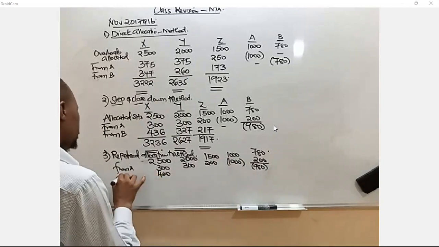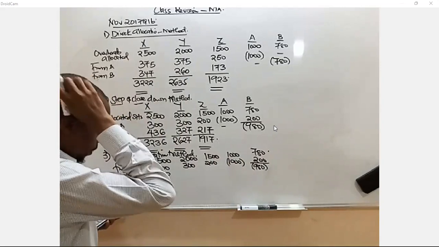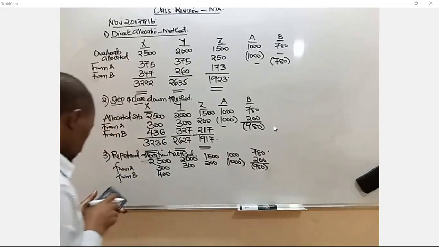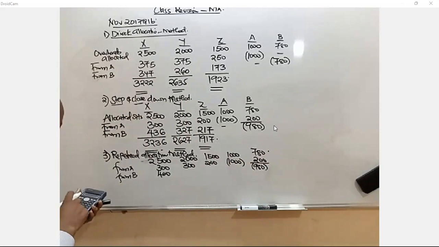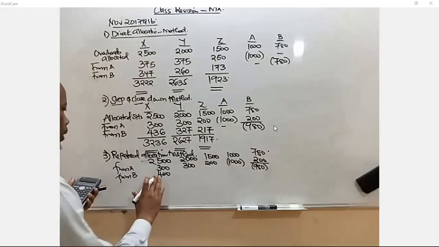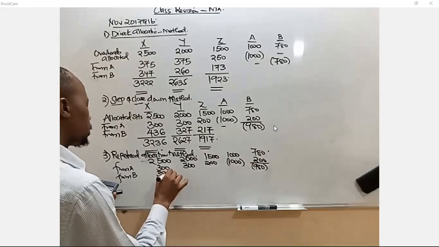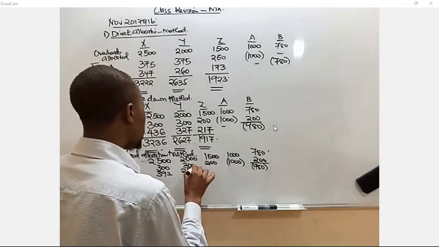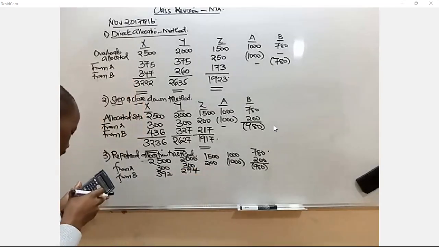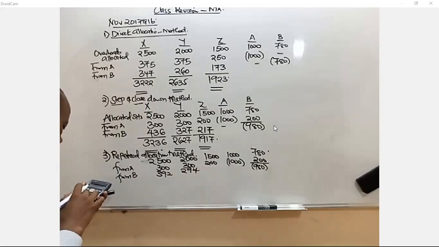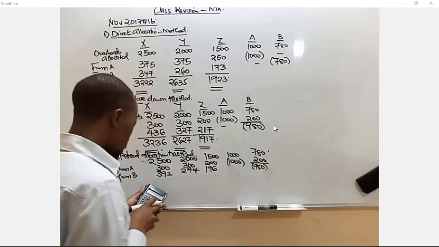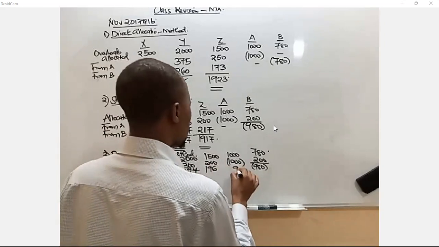So here we have 400. This is from B. The other proportion should be 300. No, it should not be 400. 0.4 times 980, you're getting 392. The other one would be 0.3 times 980, getting 294. 294 there. You have 0.2 times 980, getting 196. Then the other one will be 98.